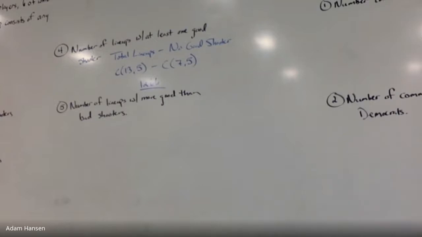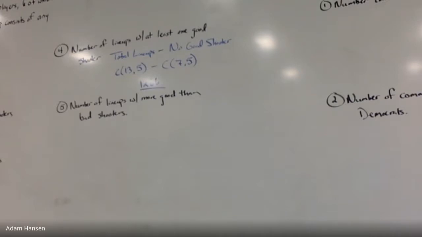Now I want to do a different type of lineup from the last one: the number of lineups with more good than bad shooters. I want to have a decent set of players on the floor. I need to have a majority of good shooters. What can my starting 5 look like if I have more good than bad shooters?